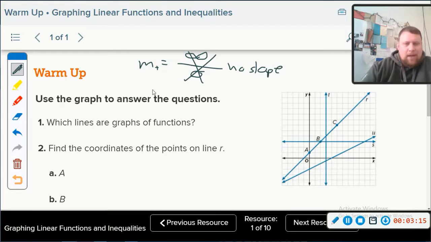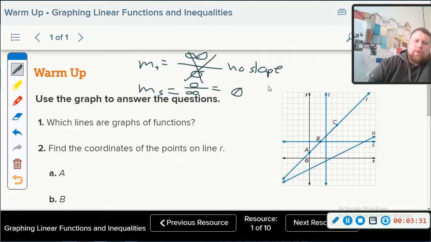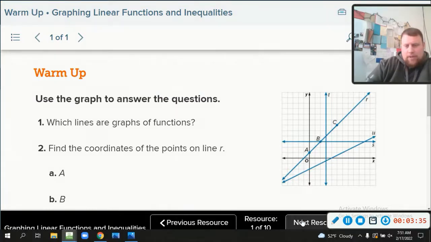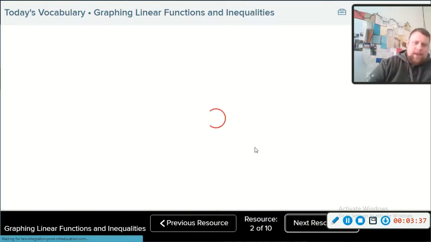All right. Now, what's the slope of line S? Well, it has 0 rise over infinite run, and you can have 0 on top. Just means I have 0 of the infinite, which equals 0, has a slope of 0. So horizontal lines have a slope of 0. Vertical lines have no slope. Awesome. Let's get moving on with this lesson. We got some stuff to do today.